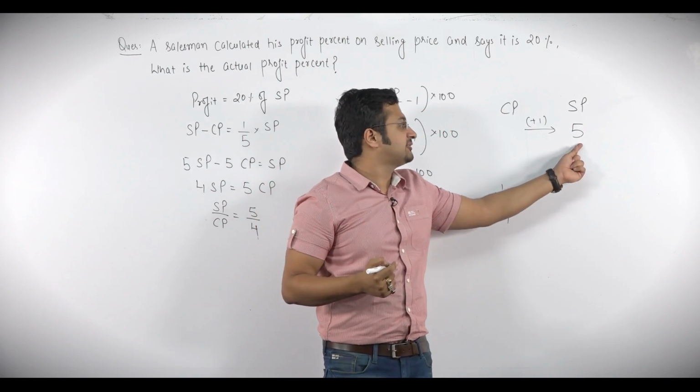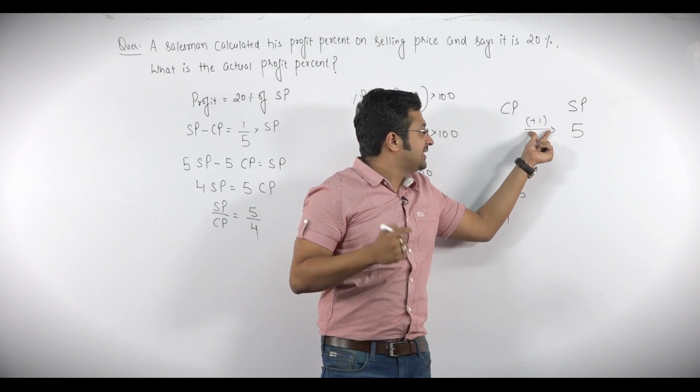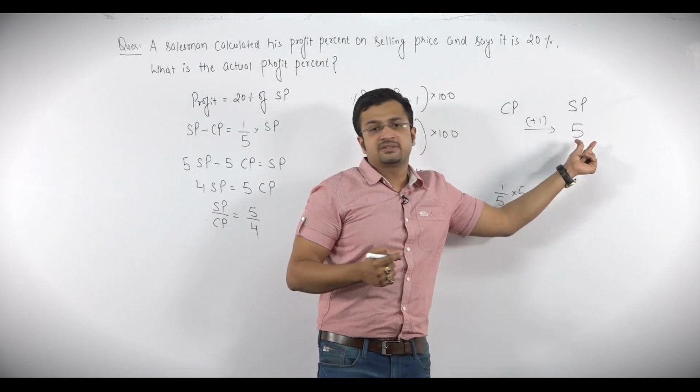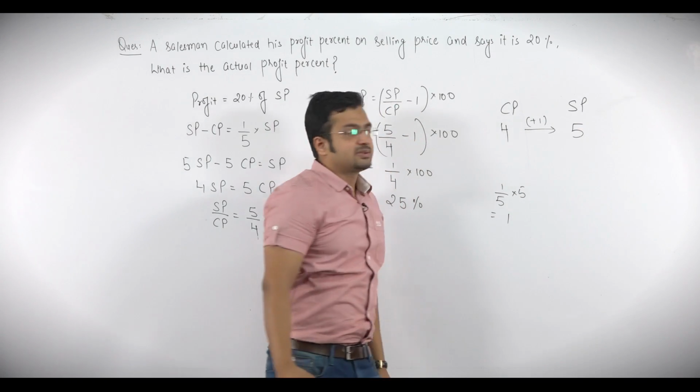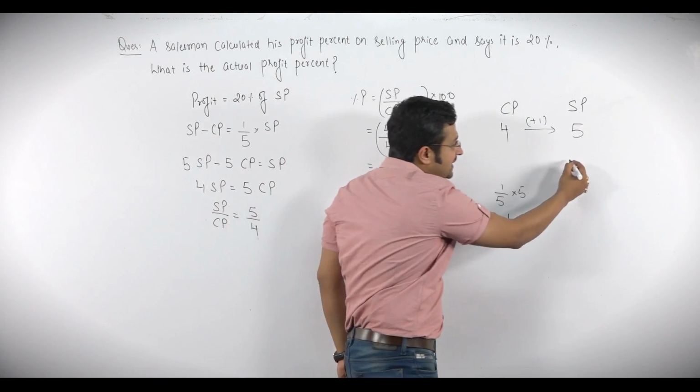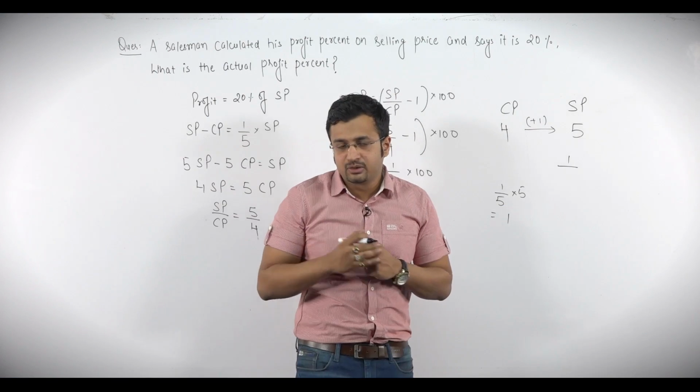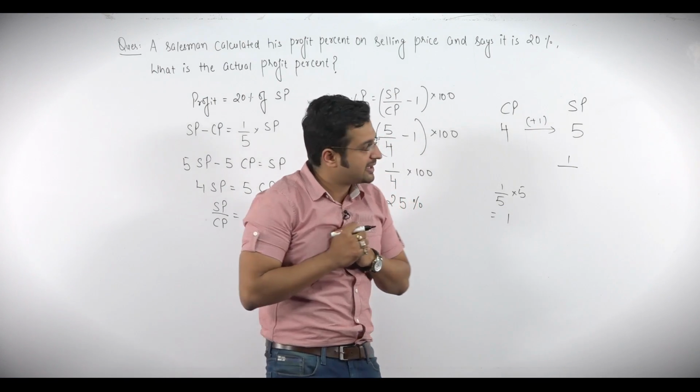That means if selling price is 5, there is a profit of 1 rupee. If the selling price is 5 rupees, what should the cost price be? 4 rupees. Yes, so can I say profit is 1 rupee over, actually we calculate the profit percent on cost price.